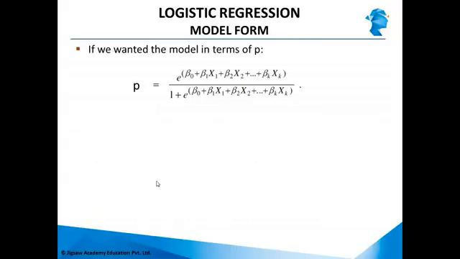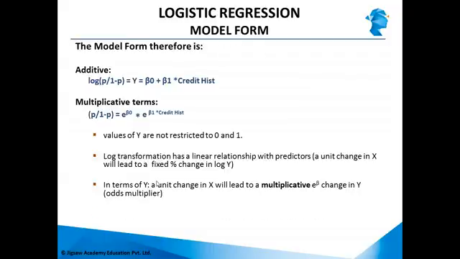Now, you may want to say that I don't even want to model p over 1 minus p. How do I express it in terms of p? If you wanted to model it in terms of p, then mathematically you can get p as e to the power beta 0 plus beta 1 x1 plus beta 2 x2 etc., divided by 1 plus e to the power beta 0 plus beta 1 x1 plus beta 2 x2 etc. So I have this model p over 1 minus p equals e to the power beta 0 into e to the power beta 1 etc. If I wanted to state this in terms of p and not 1 minus p, this is what it would reduce to.